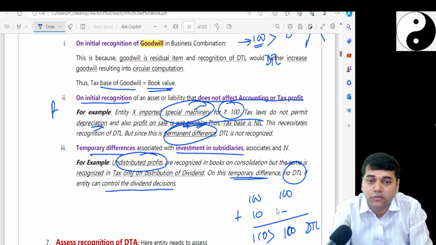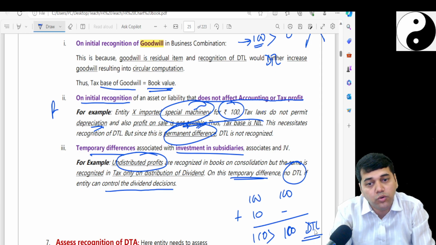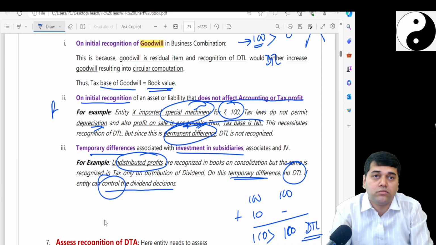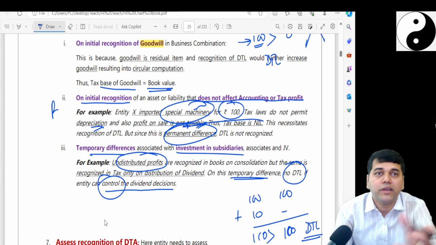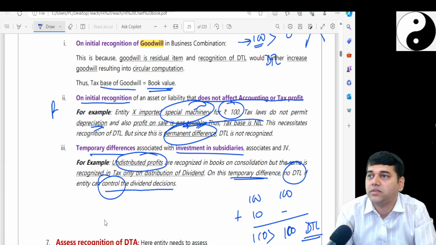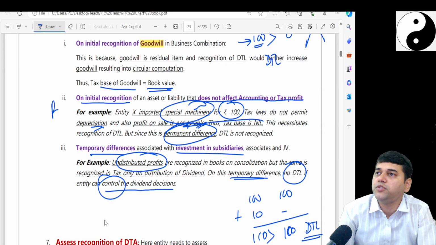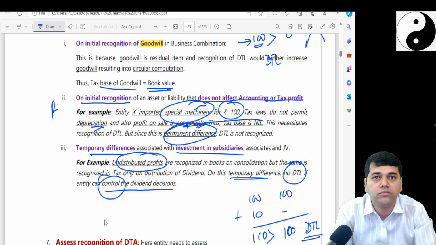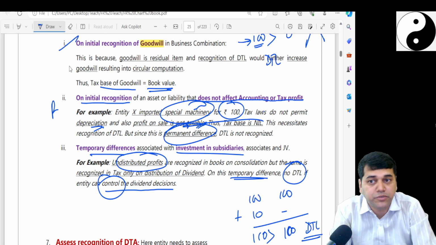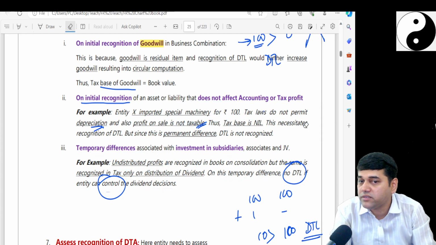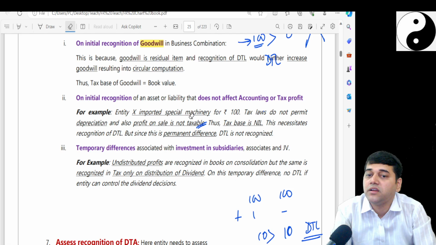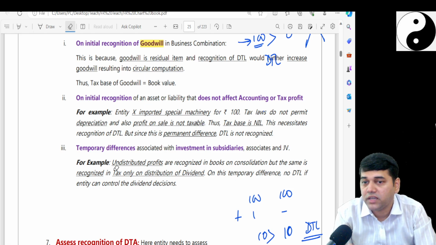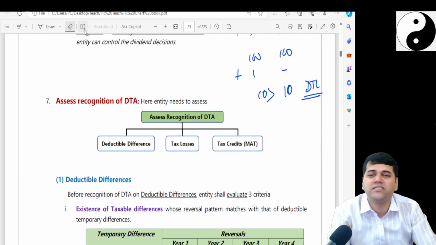But the standard says, look, you can create deferred tax liability only if you can't control. Because if you can control this liability also, that means it's not your liability. You will not distribute the dividend or you will distribute the dividend right now. So there are 3 exceptions to it. The first exception says on goodwill you don't recognize. The second exception says that on permanent differences you don't recognize. And the third exception, if you can control the dividend policy of the subsidiary, don't recognize the deferred tax. Yes, the rest is simple, students.